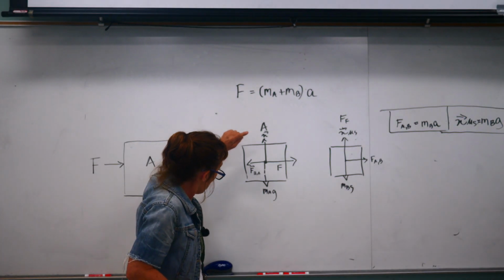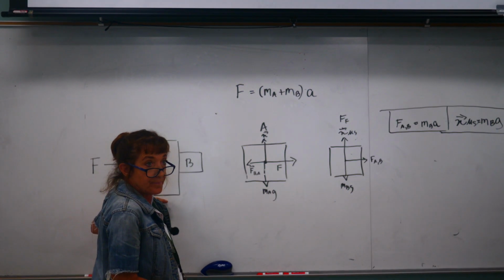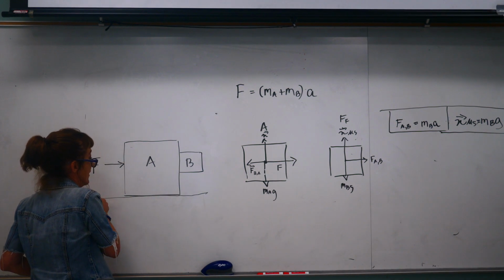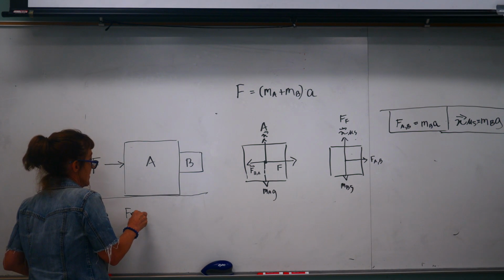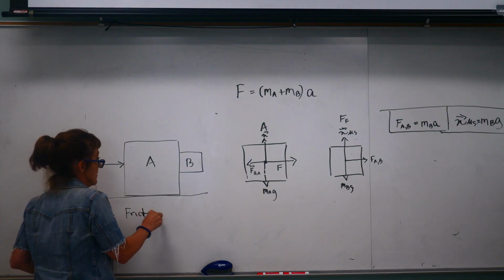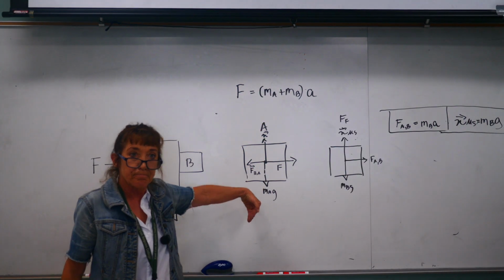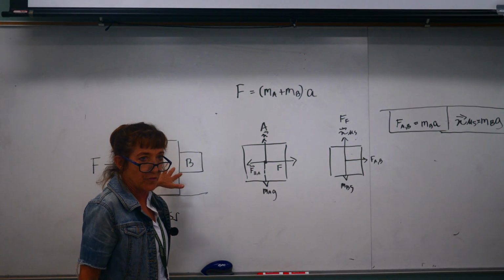I have the normal force of the floor exerted on A. There's a floor here. It's frictionless, by the way. I have the normal force equal to mg. We're not putting friction on the floor.